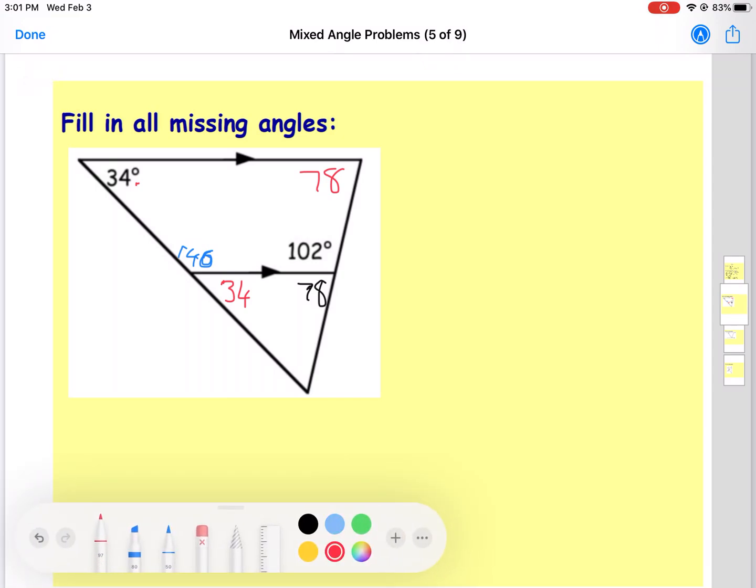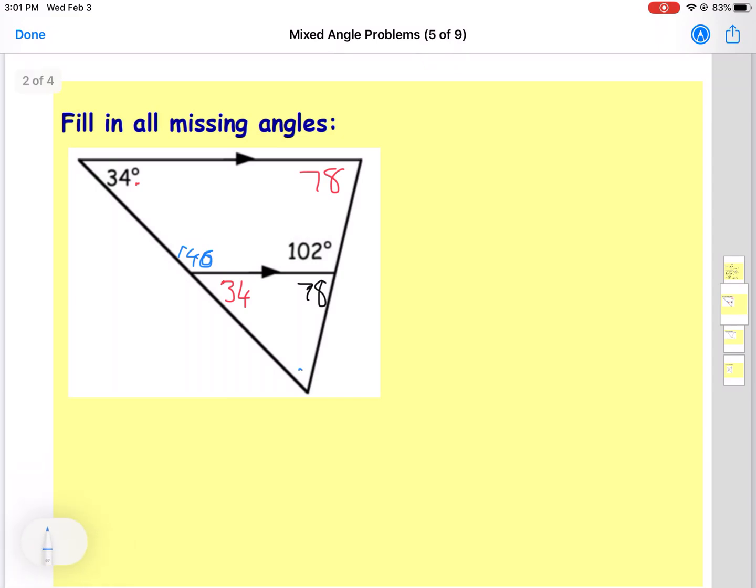And lastly, last but not least, I can find out the bottom of this triangle. Now the triangle here is the bottom section of the diagram. So I can take that as 180, take away the two angles inside the triangle, which are 34 and 78, which will give me 68 down the bottom.